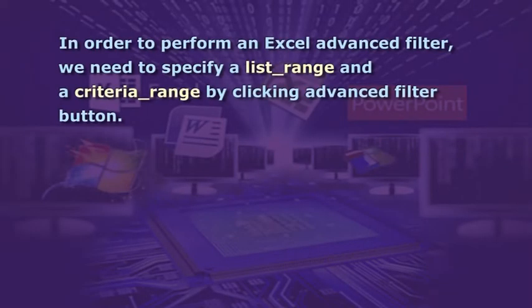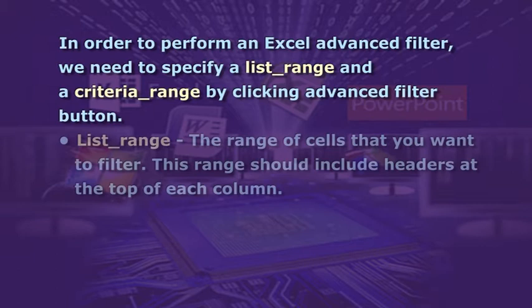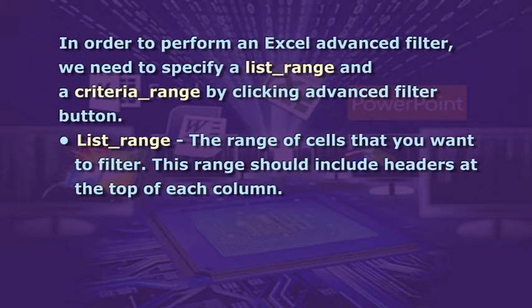In order to perform an Excel advanced filter, we need to specify a list range and a criteria range by clicking the Advanced Filter button. These ranges both specify ranges of cells on a working spreadsheet. They are defined as follows. List range, the range of cells that you want to filter. This range should include headers at the top of each column.